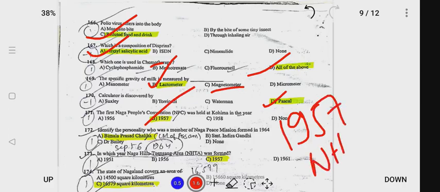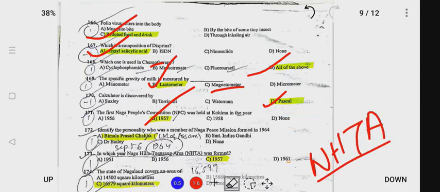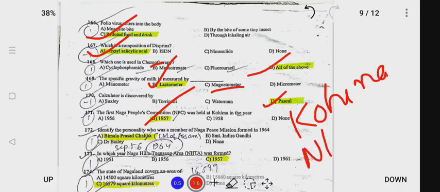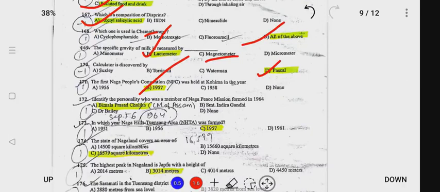Next, the first Naga convention was held in 1957, which resulted in the formation of the Naga Hills Tuensang Area. In the first meeting at Kohima, it led to the establishment of the Naga Hills Tuensang Area. And in the third meeting at Mokokchung, the 16-point agreement was submitted. Next, identify the personality who was a member of the Naga Peace Mission: Bimala Prasad Chaliha, who was the Chief Minister of Assam.